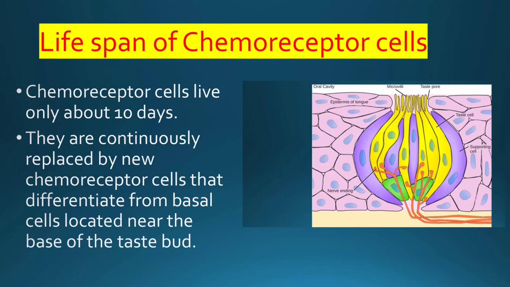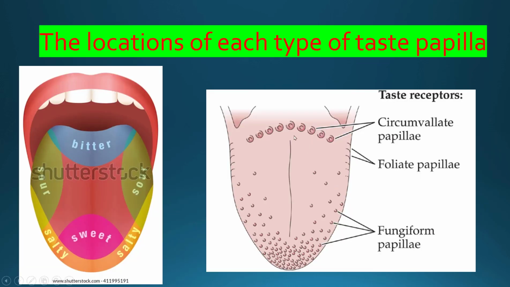The location of each type of taste papillae. The tongue is divided into two portions, the anterior 2/3 and the posterior 1/3, by a V-shaped sulcus which is called the circumvallate sulcus. The taste buds located on the tip of the tongue are for the sweet. On the side of the tip of the tongue, the taste buds are for the salty taste, and at the upper quadrant on the side of the tongue, the receptors are for the sour. On the posterior 1/3 surface of the tongue, receptors are present for the bitter taste.